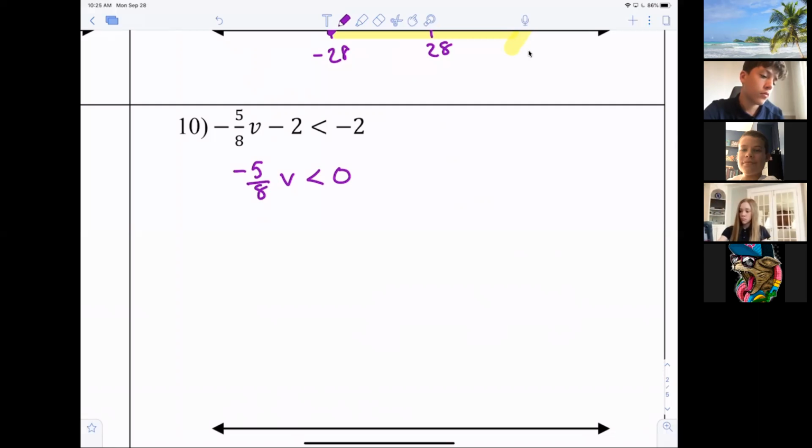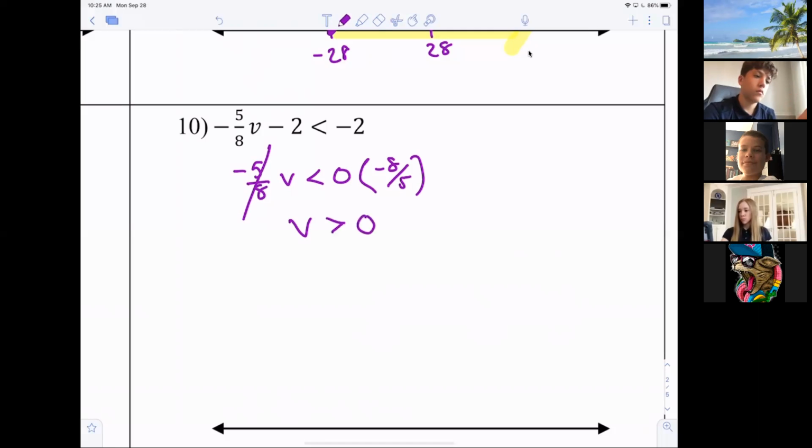Now to solve a fraction again, what do we need? Multiply by the reciprocal. And the reciprocal then would be negative 8/5. But does that really matter if we're multiplying by 0? No. But what do I have to do to the sign? Change the sign. So I have v is what? Greater than 0. V is greater than 0 because I multiplied by a negative. The inequality sign must change.